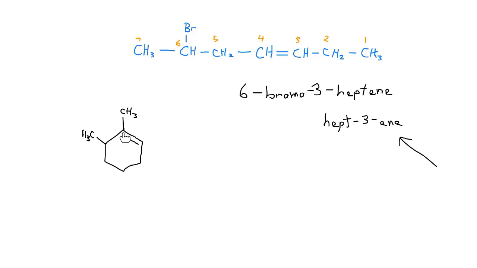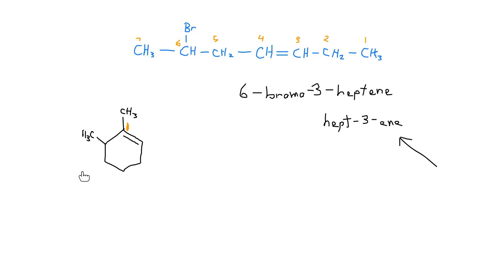Okay, so here's your number 1 carbon, right? Mm-hmm. Now, which way would I go? Would I number clockwise or counterclockwise? Counterclockwise to create the smallest numbers used to specify the location of your branches. Yes.